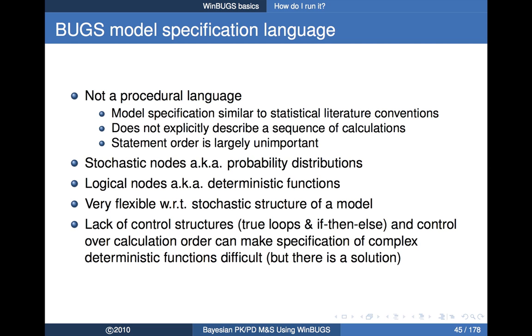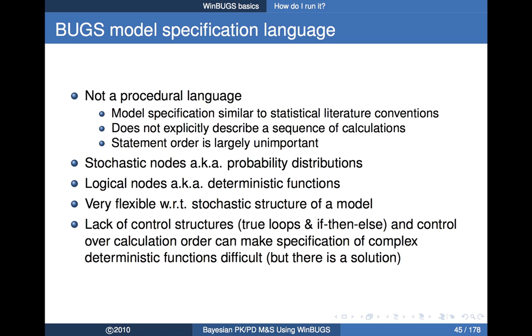Well, one, the model specification that we're going to put in has a notation very similar to the statistical literature conventions. It does not explicitly describe a sequence of calculations. In particular, the calculations don't occur in the same order as the statements that you specify. That usually doesn't mean you have to take special care because of it. It probably means you can be a little bit sloppier, but every so often it can do something surprising to you.